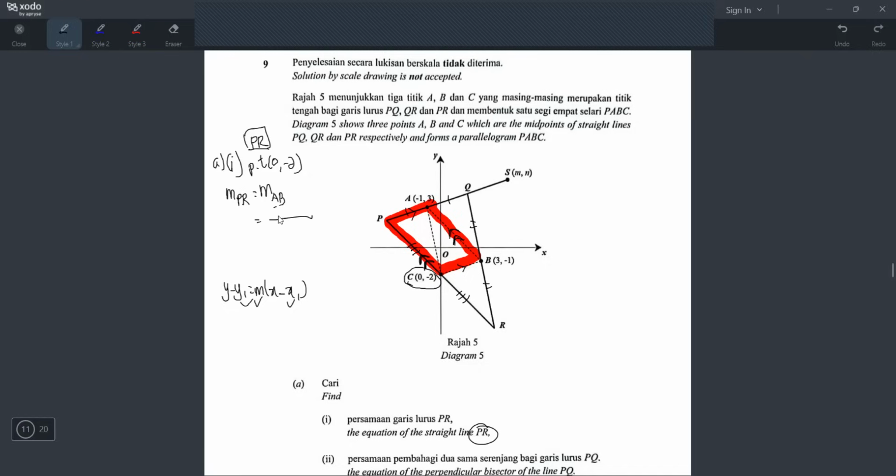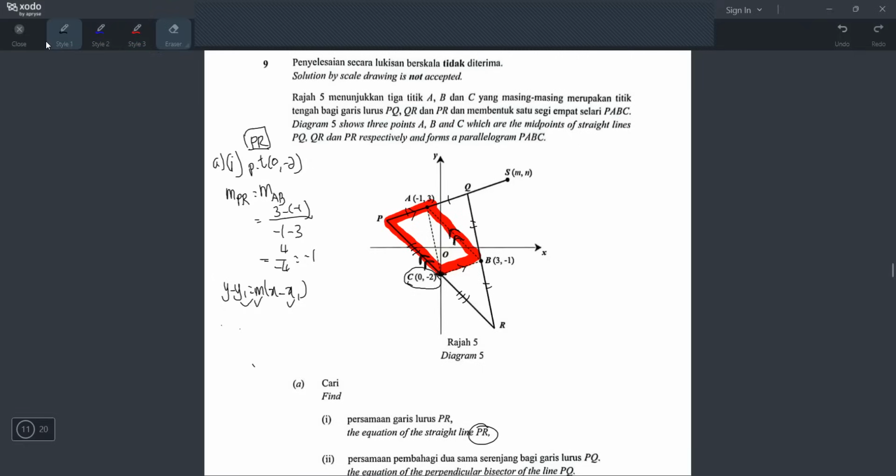y minus y, so 3 minus -1, over x minus x, -1 minus 3. And you will end up here with 4 divided by -4, which is -1. And since they are both parallel, both have the same gradient. So now it'll be y equals mx plus c. What is the m? -1, so negative x plus c. And guess what? The point that it passes through is the y-intercept. So this is straight away the answer already, right? But of course, if you want to use this formula, can also. I will show you, you will get the same answer.